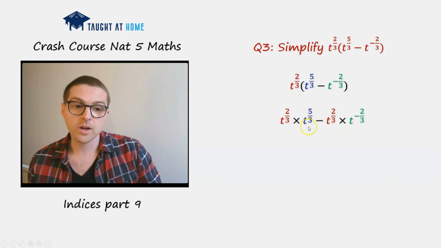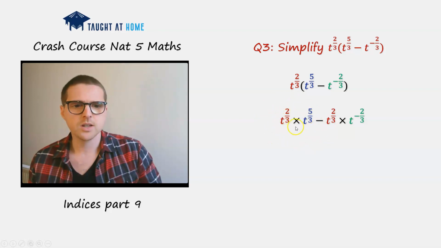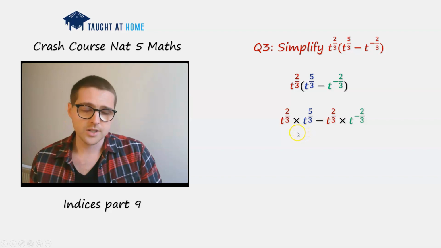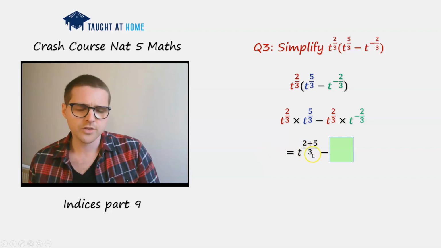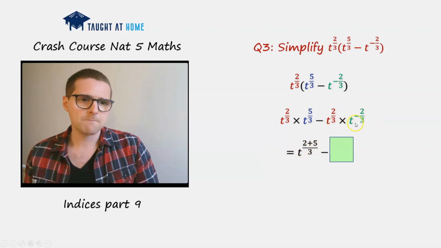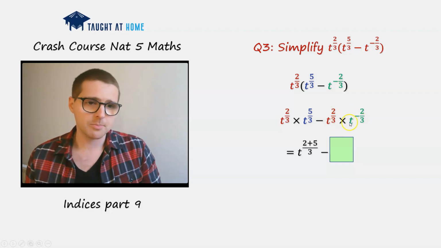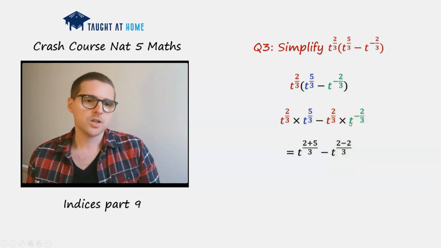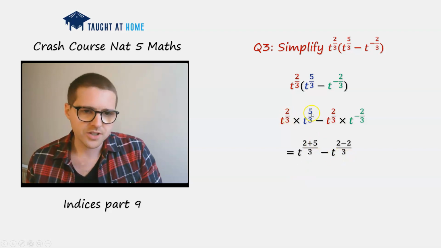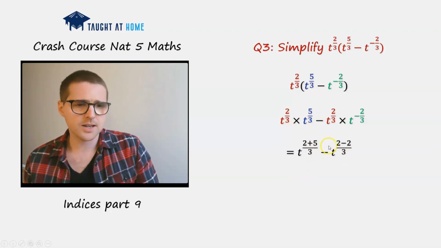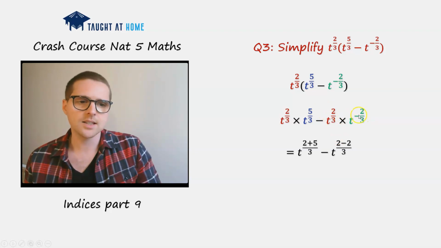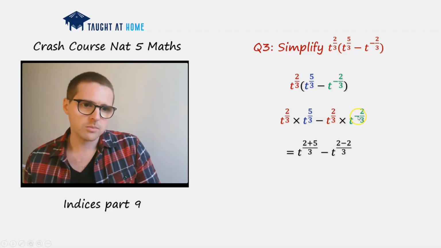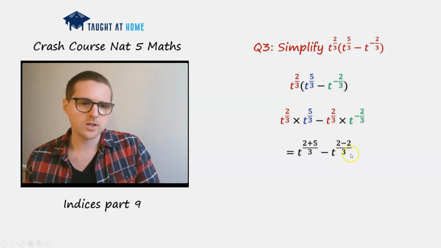So let's simplify this. We're going to be using the first law of indices, so we're going to have to add the powers. So it's going to be 2 plus 5 over 3, and again we're going to be using the first law of indices here. We're going to be adding the powers, and it's going to be 2 minus 2 over 3. We've still got the minus here, so don't forget this minus. And here, this is where a lot of people find this tricky, is that we've got a negative index. So we're going to add 2 plus minus 2, so it'll be 2 take away 2 over 3.